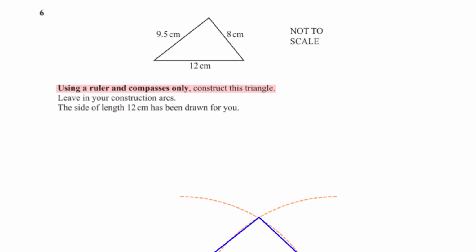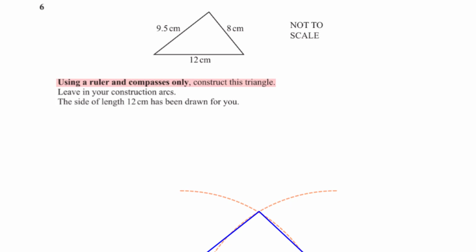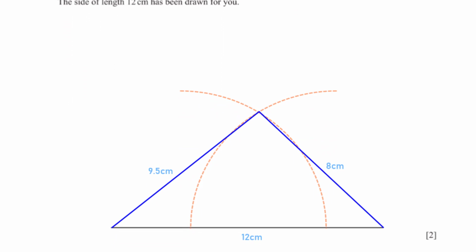Using a ruler and compasses only, construct this triangle. Leave in your construction arcs. The side of length 12 centimeters has been drawn for you. So first, we open the compass to a width of 9.5 centimeters. Stand at this point and inscribe an arc. Then measuring the width of the compass to be 8 centimeters, we stand at this point and inscribe another arc. From here, all we need to do is draw 2 lines from the base to the intersection point of the arcs to complete the triangle.